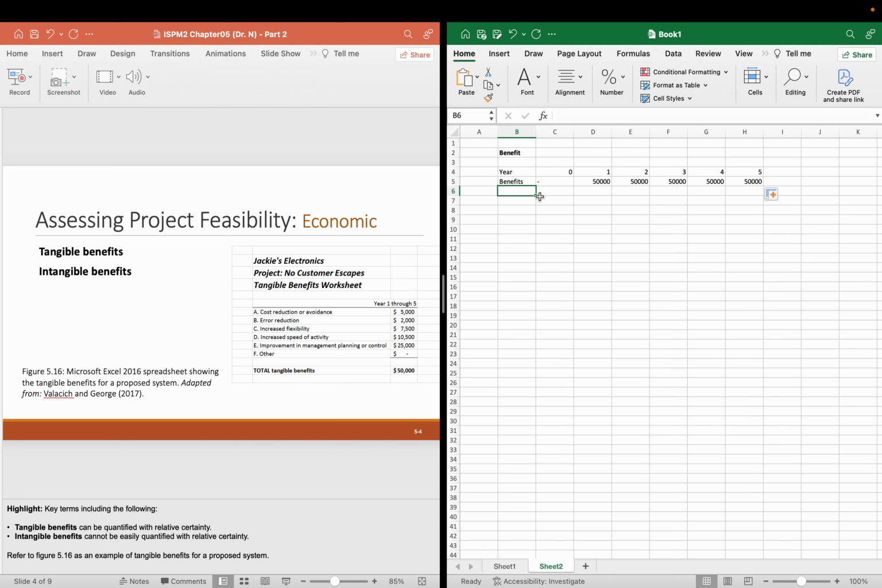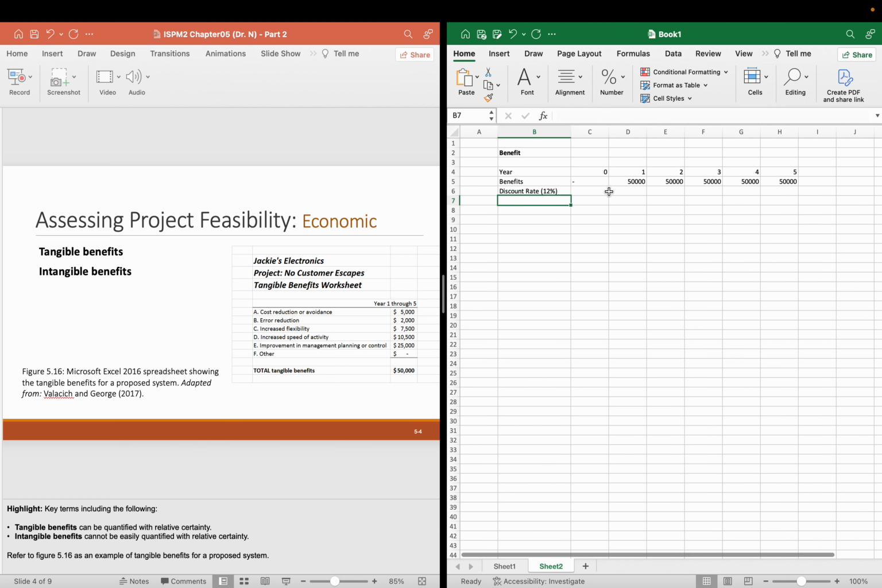The next thing that we need to consider, if you can remember from the previous lecture, is the discount rate, right? Let's assume the discount rate is 12% in this problem. Okay, the discount rate of 12%. So here we want to use the discount rate in order to convert all of these future values into present value, right? Into NPV, or net present value.